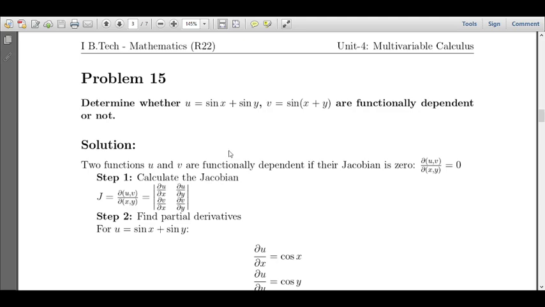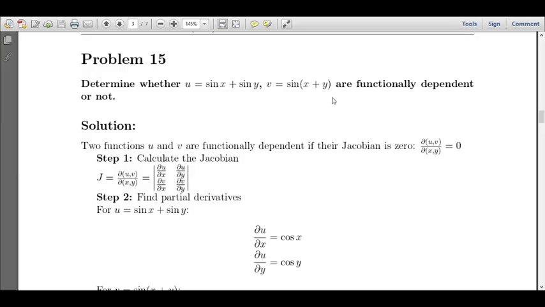Now coming to the problem: determine whether u equal to sin x plus sin y and v equal to sin of (x plus y) are functionally dependent. So when do you say that two functions, since u and v are functions of x, y, we say that u and v are functionally dependent if their Jacobian is 0, right? The Jacobian ∂(u,v)/∂(x,y) equal to 0.